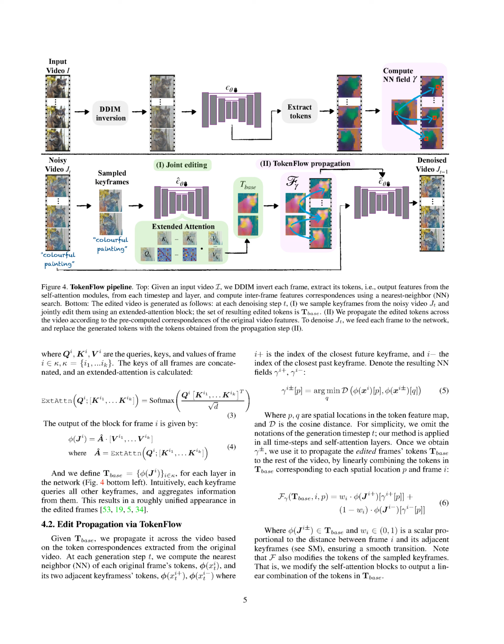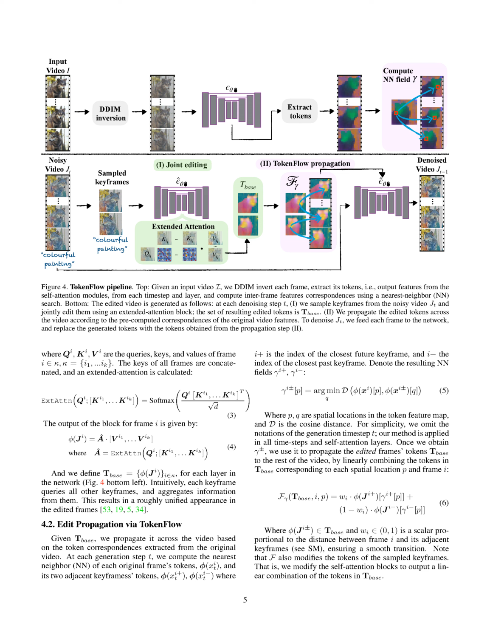At each step in the generation process, we calculate the nearest neighbor, NN, of each original frame's tokens, represented as phi, x_t, I, and the tokens of its two neighboring keyframes, represented as phi, x_t, I plus, and phi, x_t, I minus. Here, I plus refers to the index of the nearest future keyframe, while I minus refers to the index of the nearest past keyframe. We then denote the resulting NN fields as gamma_I plus and gamma_I minus. These fields are calculated by finding the minimum cosine distance, denoted as d, between the spatial locations in the token feature map of the current frame and its adjacent keyframes.